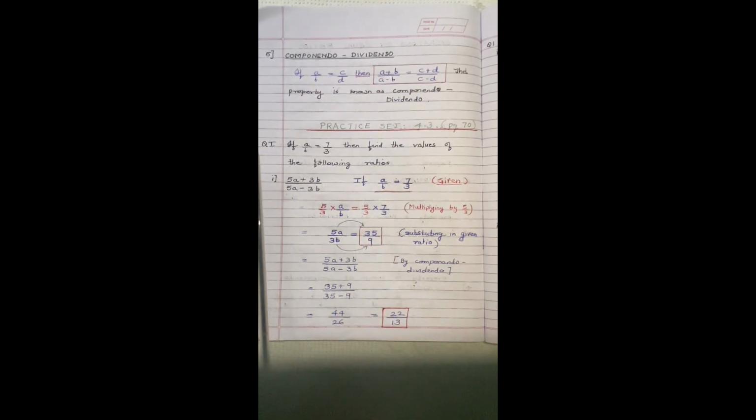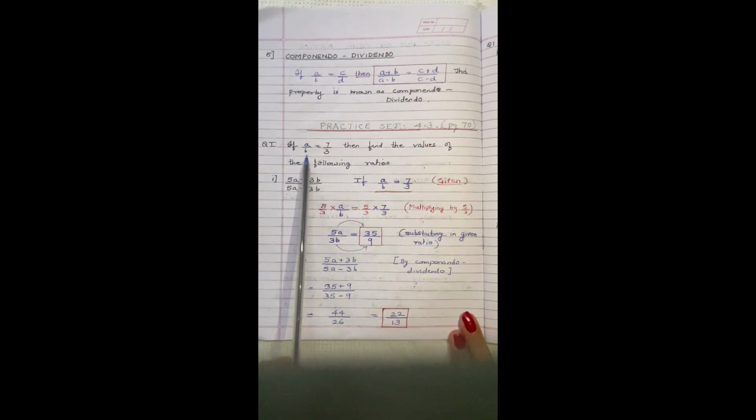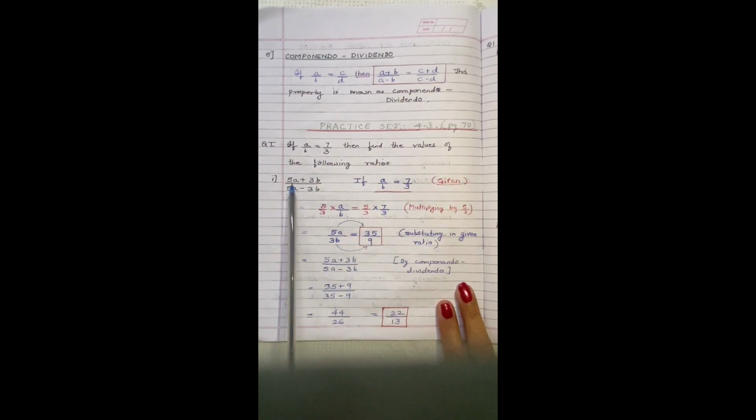Let's get started with practice set 4.3, page 70 of your textbook. Question number 1: if a upon b is equal to 7 upon 3, then find the values of the following ratios. This is given. We will multiply both the left hand side as well as the right hand side by 5 upon 3. Why 5 upon 3? Because we want 5 and 3 here to solve it further.